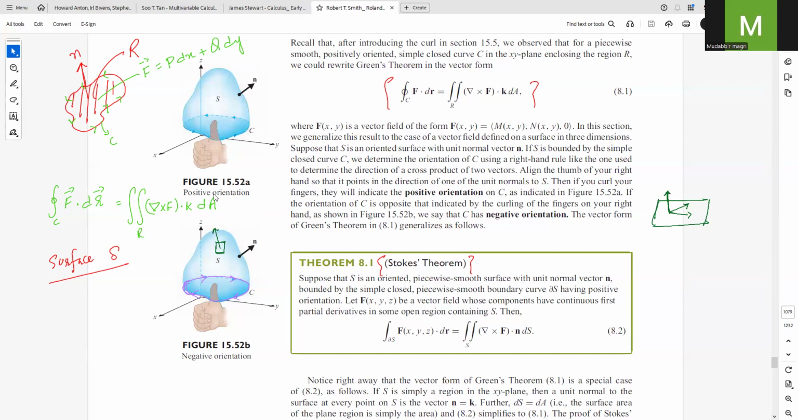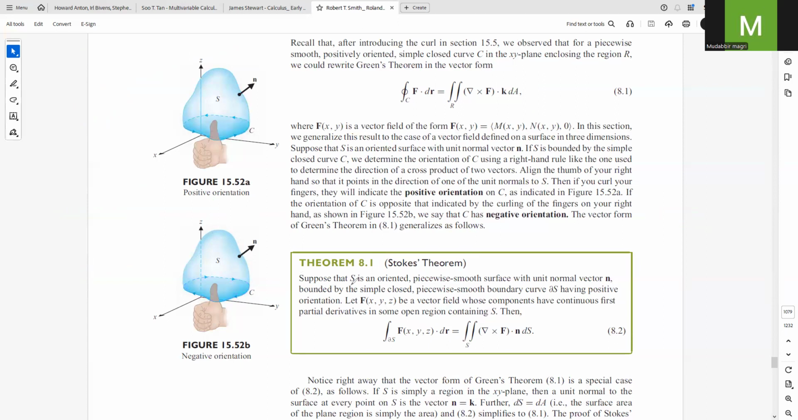So Stokes' theorem, now more formally, says that suppose S is an oriented piecewise smooth surface with a unit normal vector and bounded by a simple closed piecewise smooth boundary. This is the boundary C, the boundary curve, or we can denote it ∂S. It's a representation of the boundary, that is, ∂S says that it's the boundary of the surface. Let F be a vector field whose components have continuous first partial derivatives in some open region containing S.